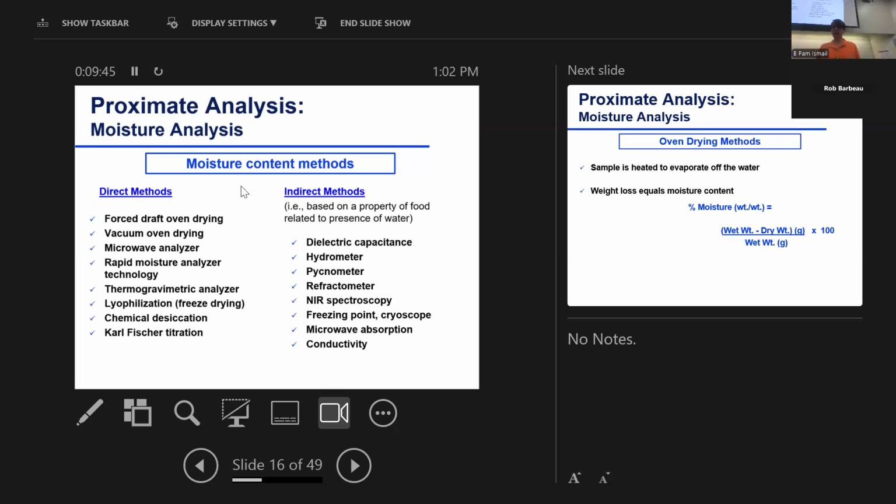NIR, we talked about it last time. If it's calibrated with an official method of analysis, NIR can give you not only the moisture content, but also the composition of the sample: fat, protein, ash as well. So there's a huge list. We'll talk about a few.